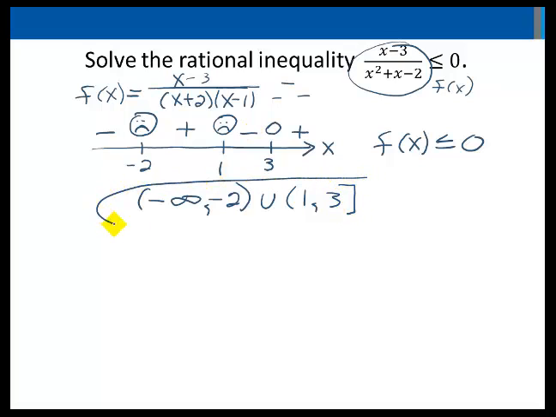So our solution here will be the open interval from negative infinity to -2 union the interval from 1 to 3 that does not include 1 but does include 3.